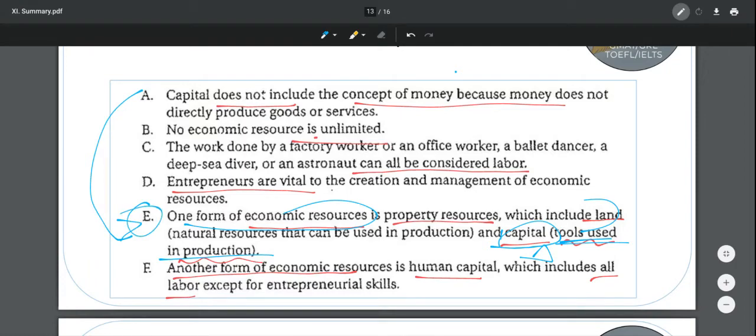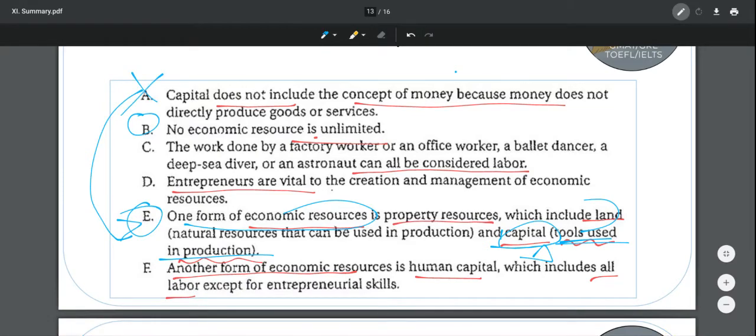Now we're going to go to B. No economic resource is unlimited. And we're going to see, is this alternative contained in another one? And no, we cannot find another alternative that contains the information in B. So we're going to leave it there.